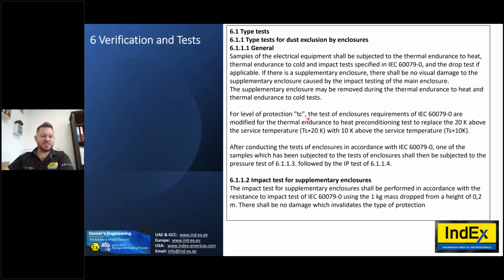For protection of TC, the test of enclosure requirements of 60079-0 are modified for the thermal endurance to heat preconditioning test to replace the 20 K above service temperature with only the requirement of 10 Kelvin above service temperature. After conducting these tests, it shall be subject to the IP testing and pressure testing. So there are supplementary impact requirements, such as dropping a 1 kilo mass at a height of 0.2 meters.